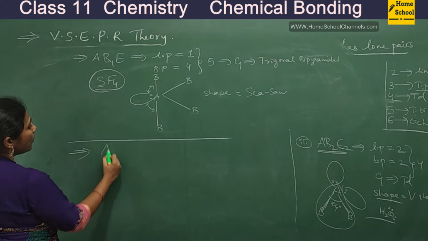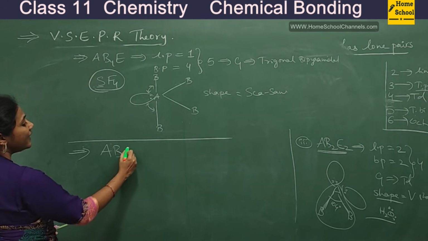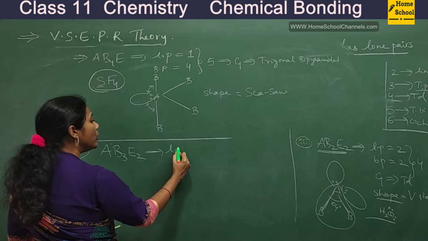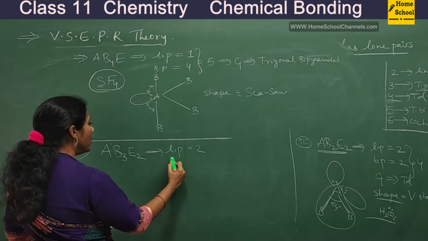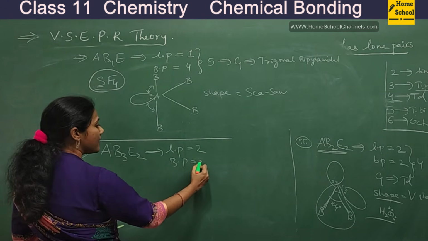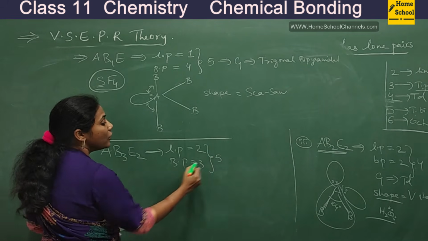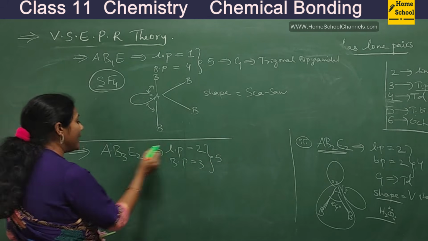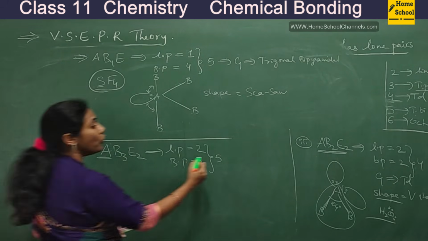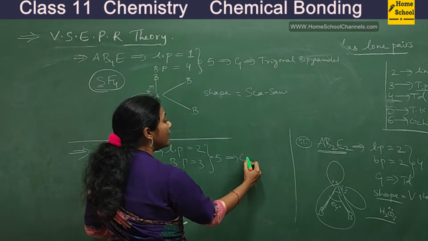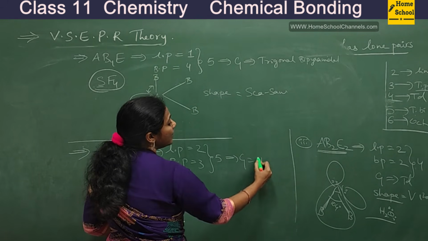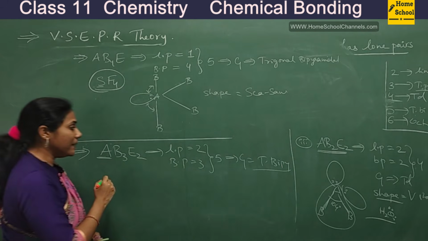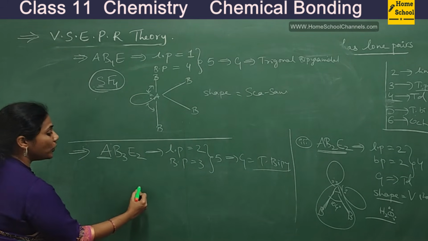See, our next model is AB3E2 type. Okay. So here you have 2 lone pairs of electrons and 3 bond pairs of electrons. So altogether 5. So theoretically speaking, 5 electron pairs are there around the central atom. So what should be the geometry? Geometry is the same, trigonal bipyramidal, right? But what will be the shape? Where do you arrange the lone pairs of electrons?